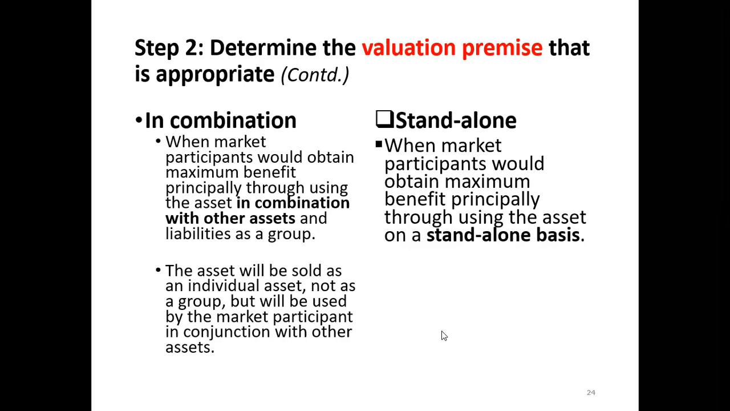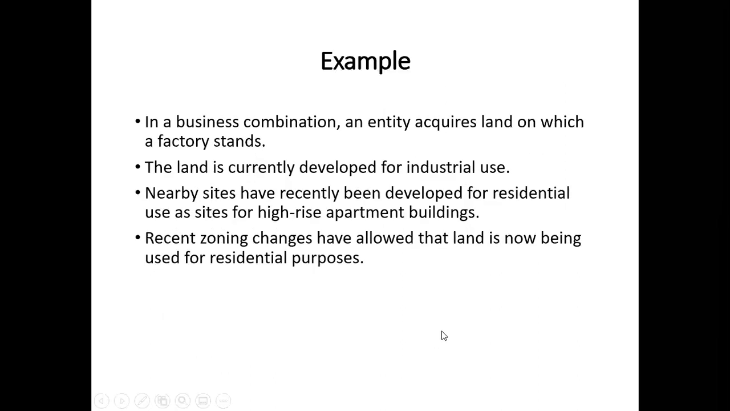Right, then we'll do it like this. We may put it through an example, right? Okay, see, in a business combination, an entity acquires a land on which a factory stands. So the same thing what we discussed so far. The land is currently developed for industrial use. The nearby sites have recently been developed for residential use as sites for high-rise apartment buildings, right?